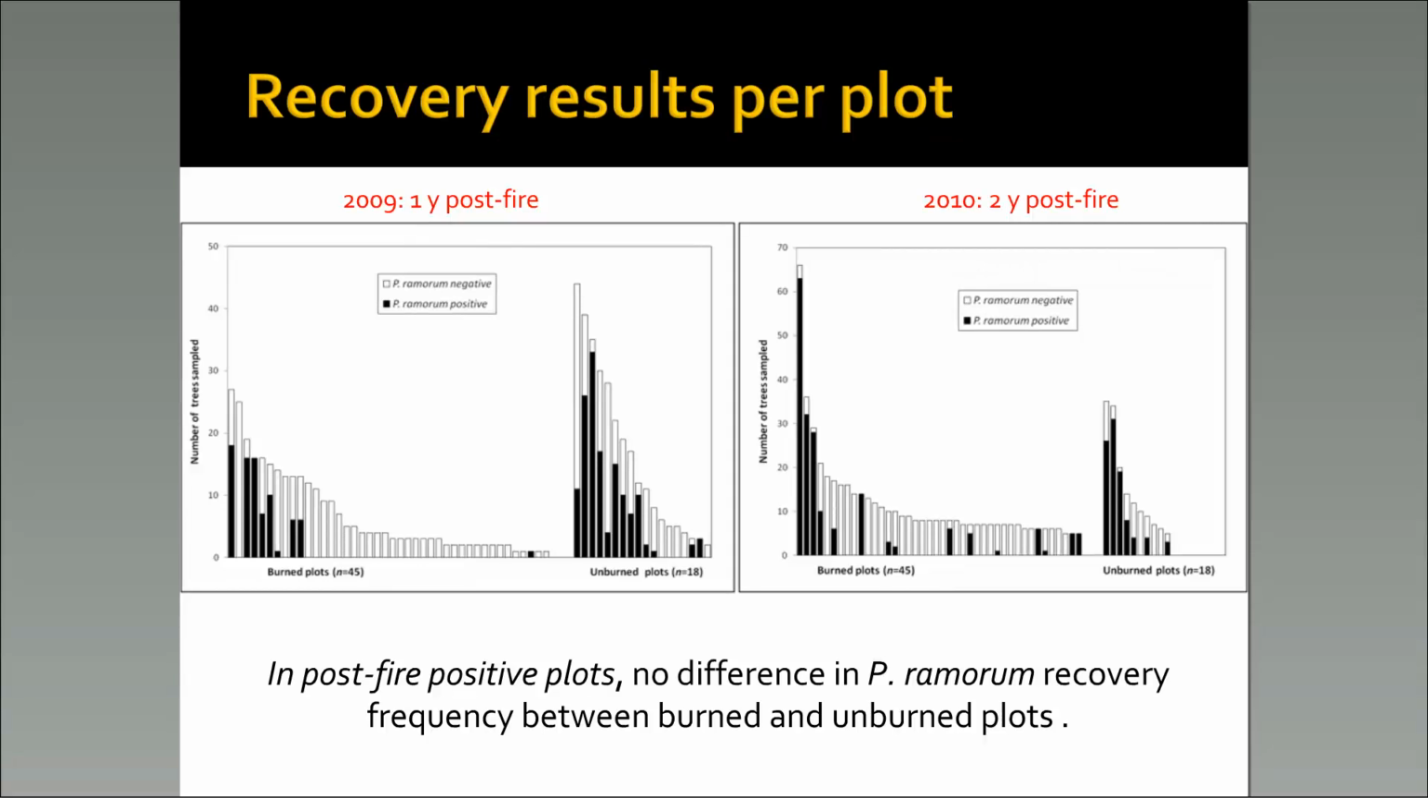The same trend was evident in 2010, but you can see that we were able to recover the pathogen generally with a higher frequency from all plots, unburned and burned.